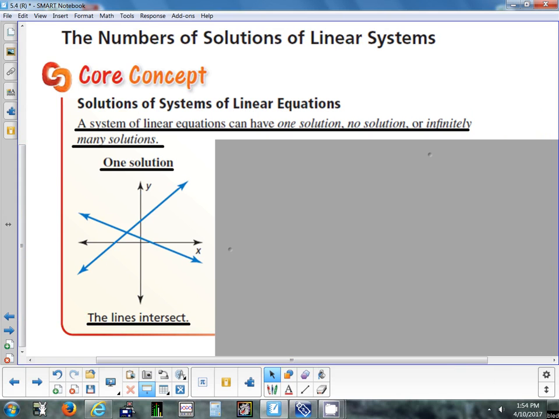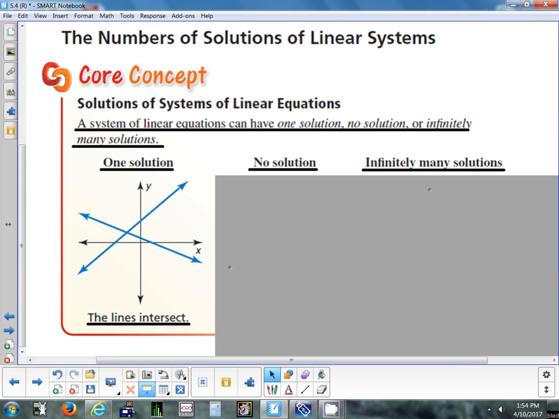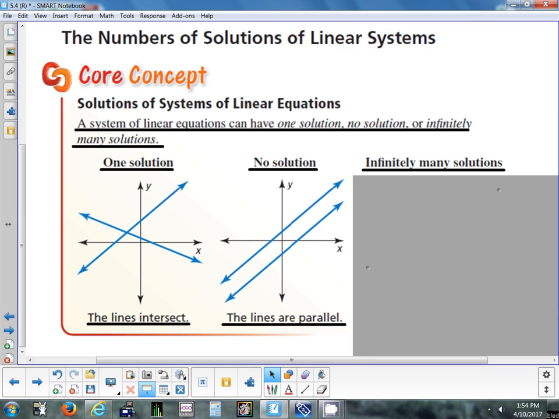What would it look like if it was no solution? If the solution is where the lines cross, what would a picture of no solution look like? Josh? Parallel. So if we go to solve a solution, we draw the lines and they're parallel, they don't cross, no solution.